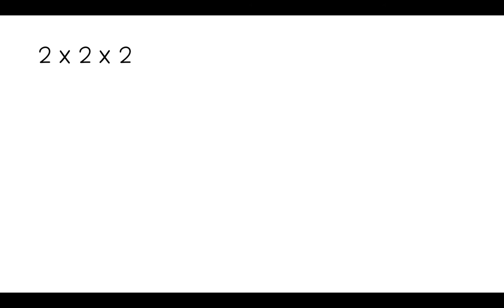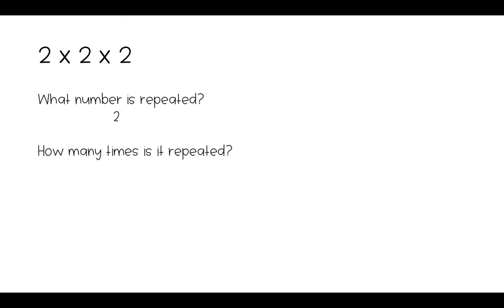So here is a little expression, 2 times 2 times 2. What do you notice about this? The first thing you might notice, well, what number is repeated? So what number is occurring time and time again? And that's the number 2. And how many times is it repeated? There's 1, 2, 3. So we're saying it's repeated 3 times.